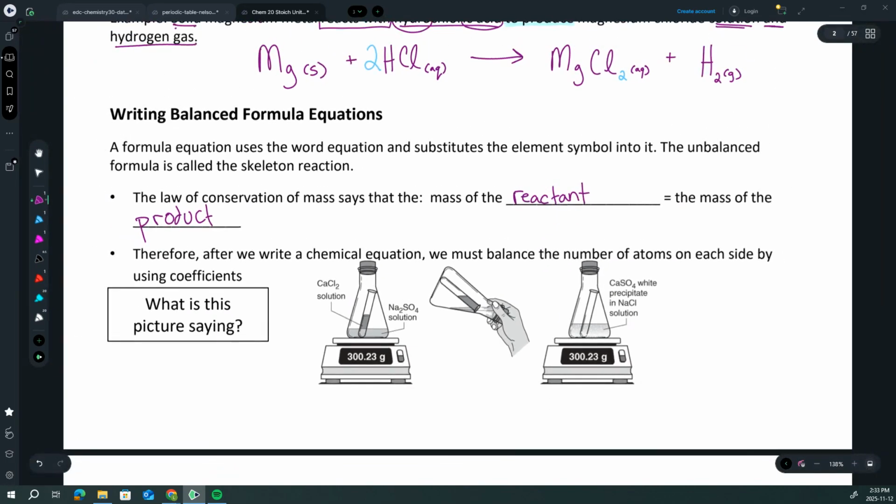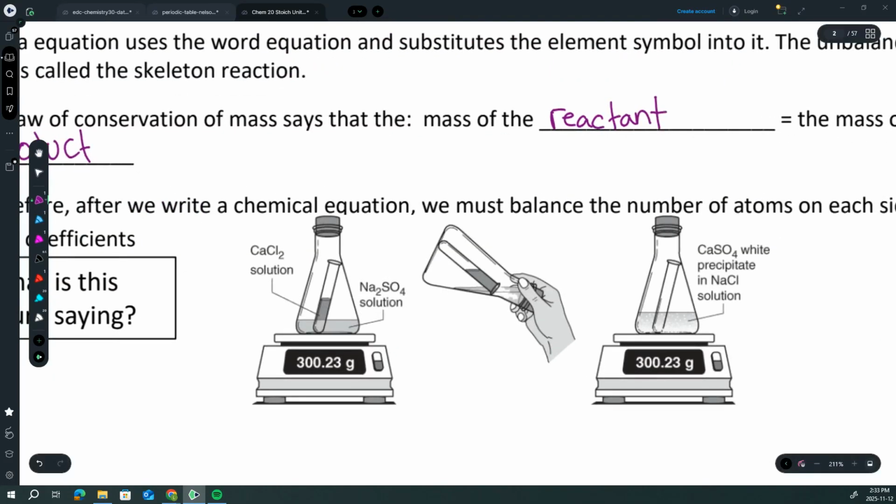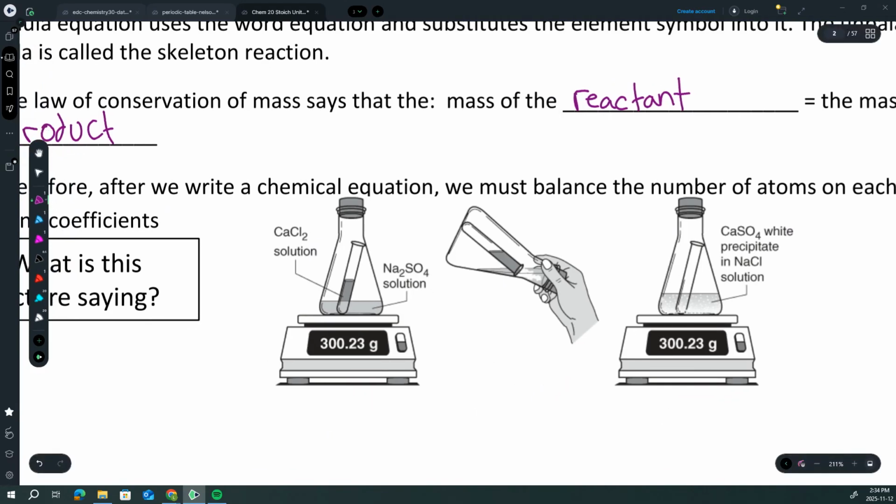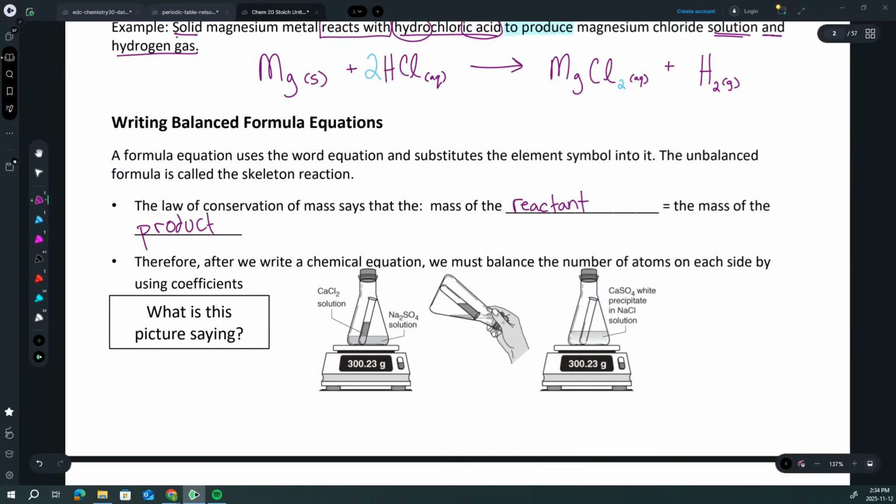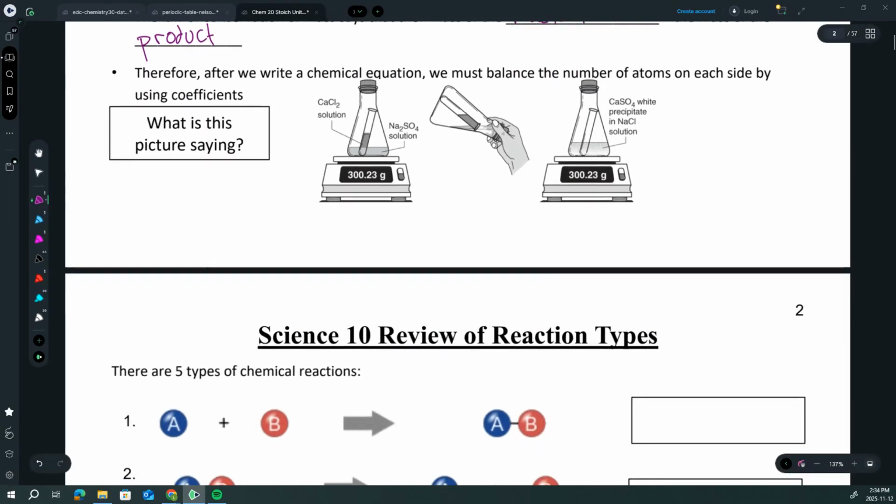You can see in this illustration here, before this reaction gets going, the reactants are separate, and we have a mass of 300.23 grams. After they mix the reactants together, we still have the same mass once we have the products formed. This is just an illustration of the law of conservation of mass.